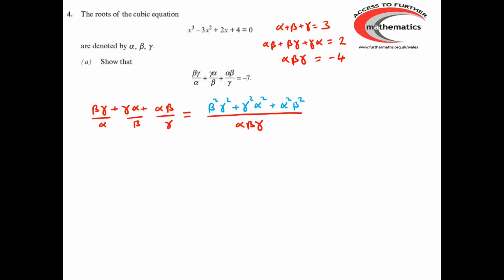The second fraction, we've got gamma alpha over beta. We've multiplied the bottom by alpha gamma. We need to do the same to the top. So that's going to be gamma squared, alpha squared. The third fraction, we had alpha beta over gamma. We've multiplied the bottom by alpha beta. We need to do the same to the top. So that's going to give me alpha squared, beta squared.